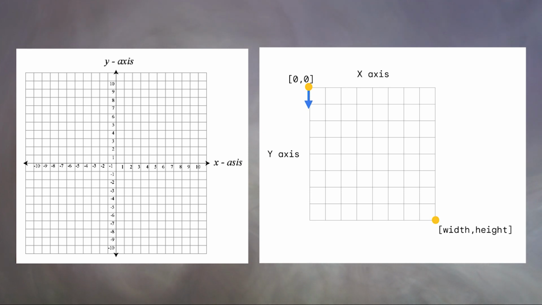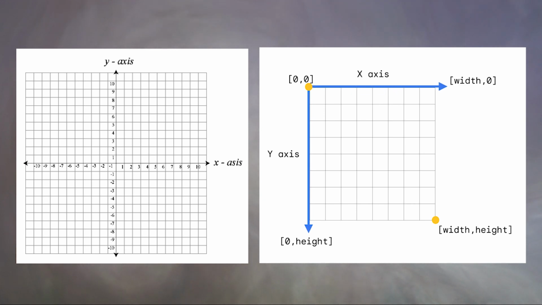The y-axis increases as you move downward. The x-axis increases as you move to the right. This is different from the typical Cartesian coordinate system where the y-axis increases as you move upwards. This is something we keep in mind as it impacts how we place and draw elements on the canvas.